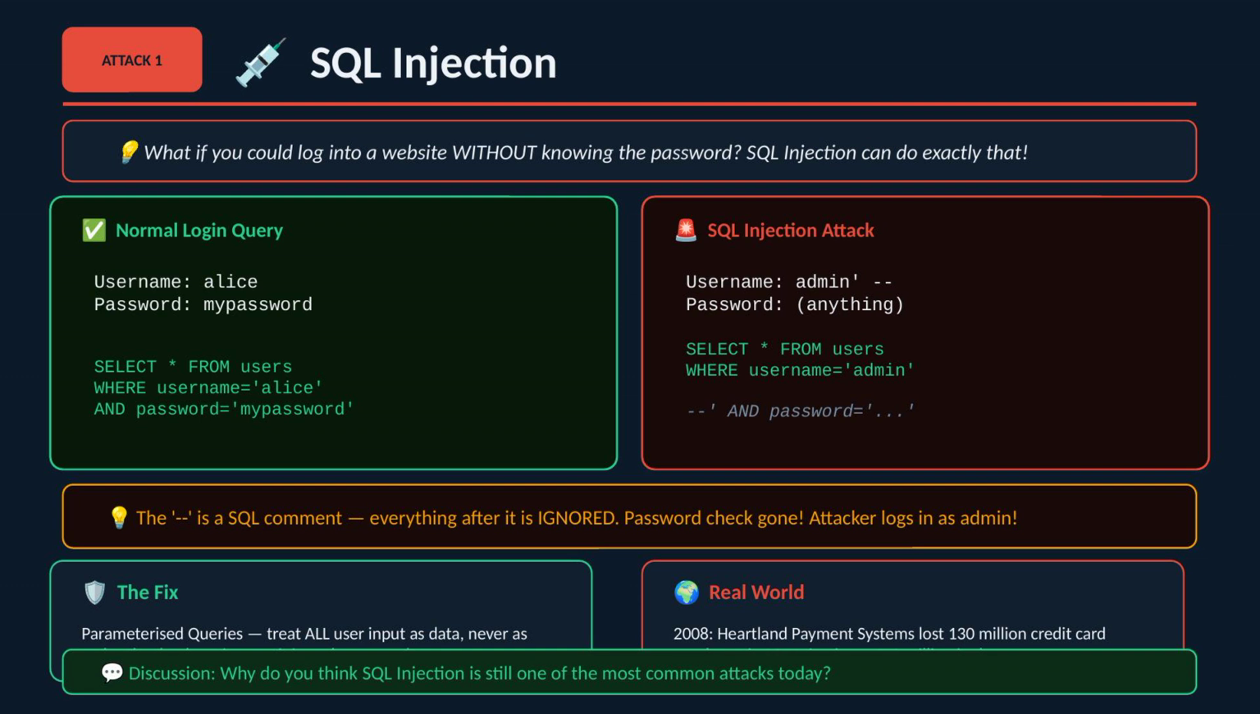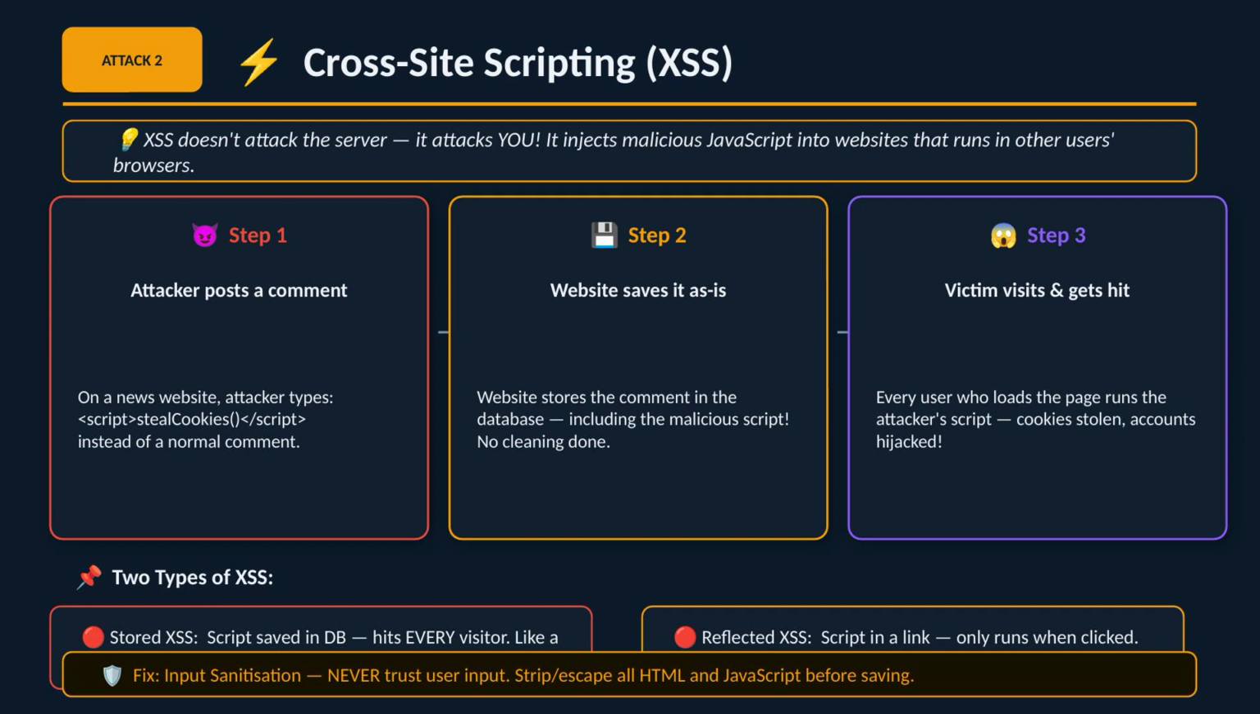In 2008, hackers used SQL Injection to steal 130 million credit card numbers from Heartland payment systems, one of the biggest breaches in history. The fix is something called parameterized queries, where the database always treats user input as data and never as code. Our second attack is called cross-site scripting, or XSS, and this one is sneaky, because it does not attack the server.